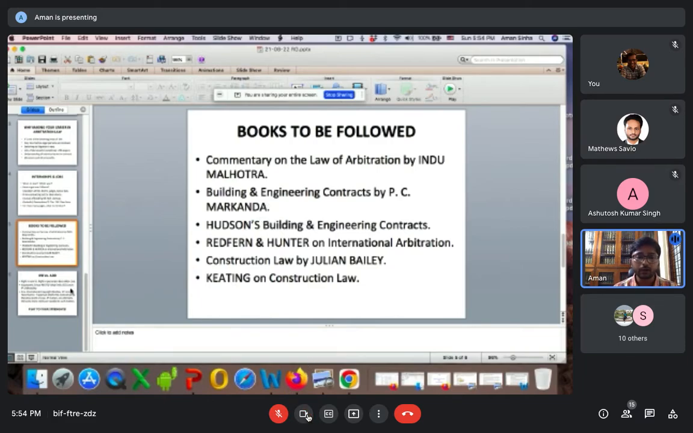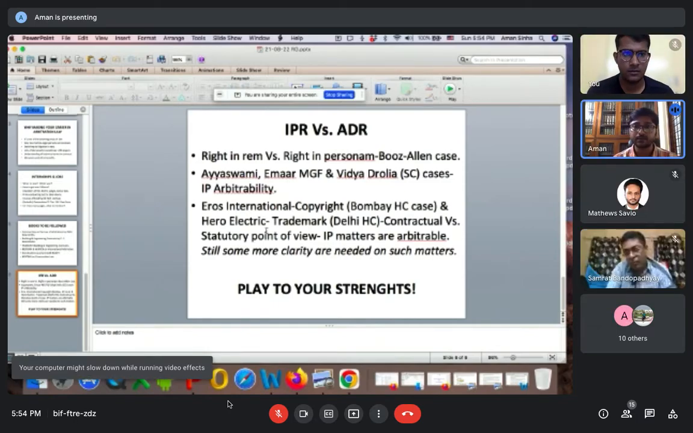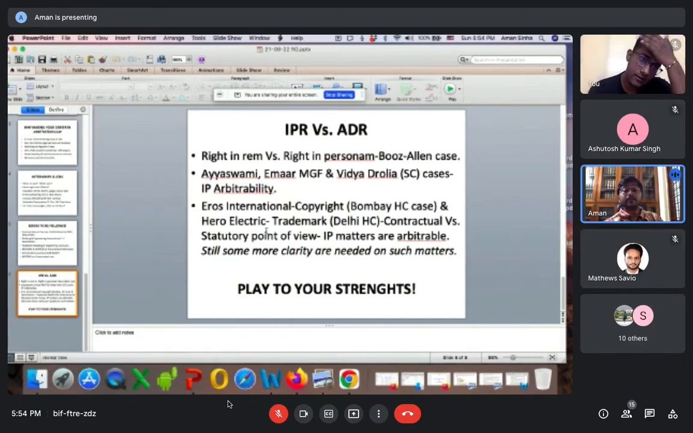And before concluding, I will also be dealing with this subject, because I know that our college is IP specialized. So IPR versus ADR. In the Booz Allen case, it was said, first let me explain what is right in rem and what is right in personam.